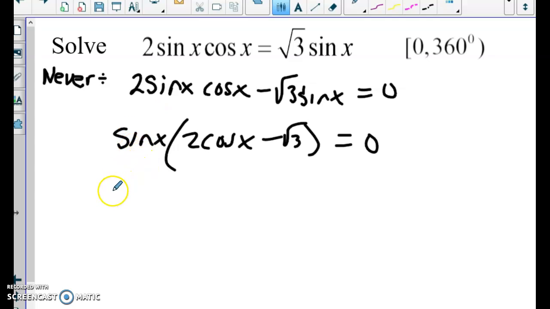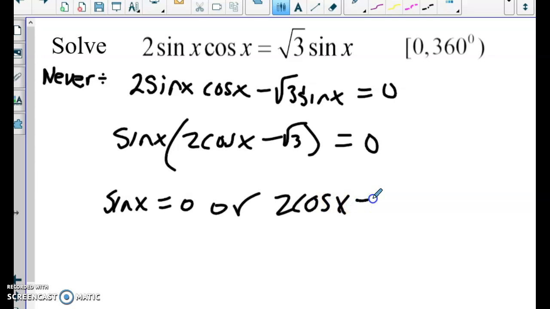So when we get to this point, we know that the sine of x has to equal 0, or 2 cosine of x minus root 3 has to equal 0. One of those two has to be true. They don't both have to be true at the same time, but they are both true. So we're going to find the sine of x is equal to 0. Sine is the y. And so I know that happens at 0 and at pi.